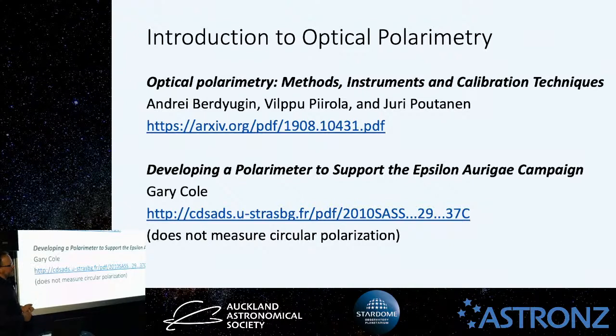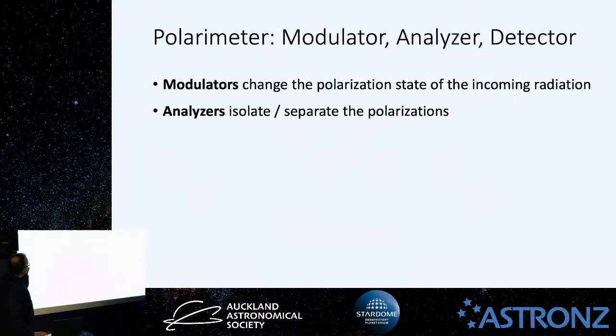I just read a couple of papers, one on the archive and one that you can get on NASA ADS. These give a nice introduction to the equipment that's used for measuring polarization. But basically, to set up a polarimeter, you need 2 pieces of equipment. One is called the modulator. It changes the polarization state of the incoming radiation. And then another filter called an analyzer.